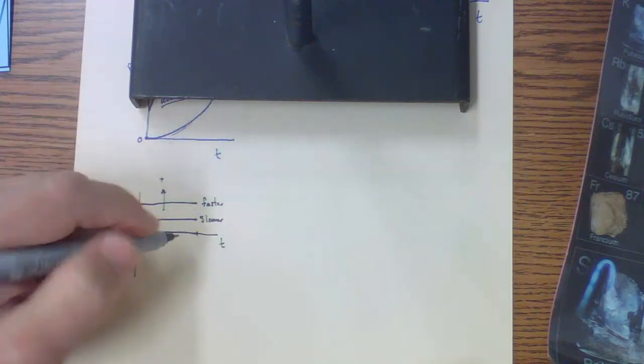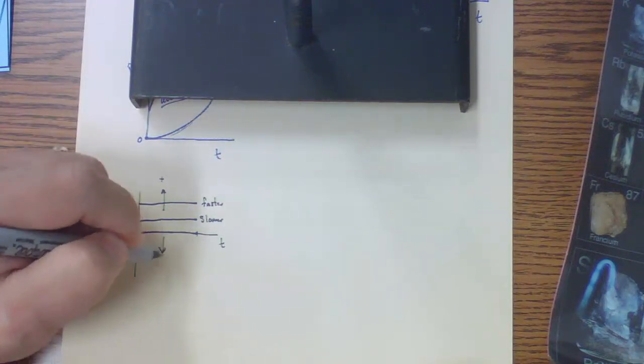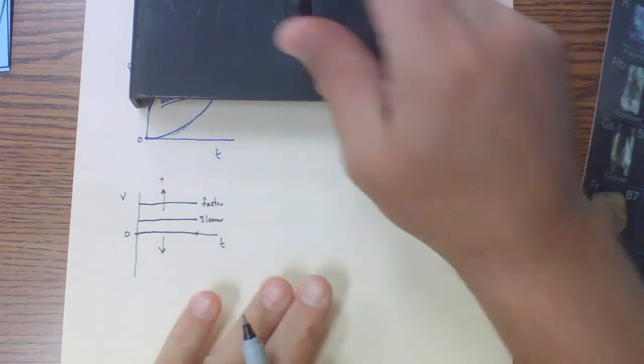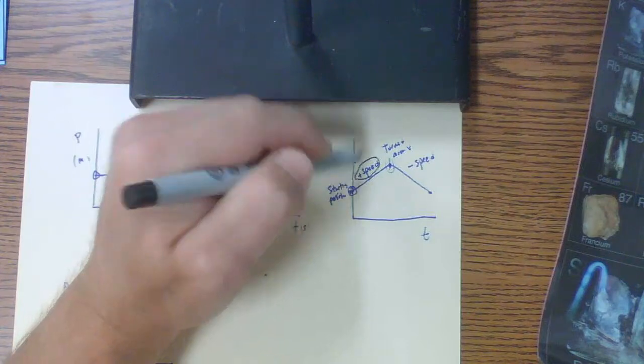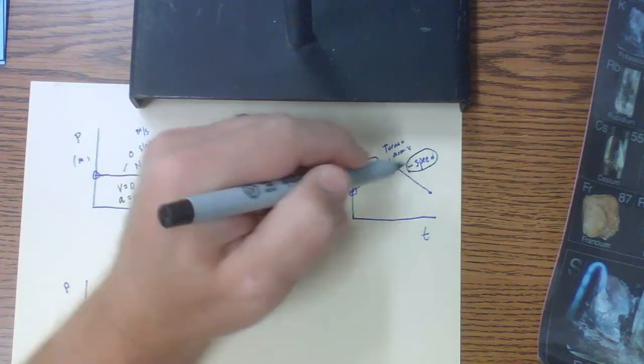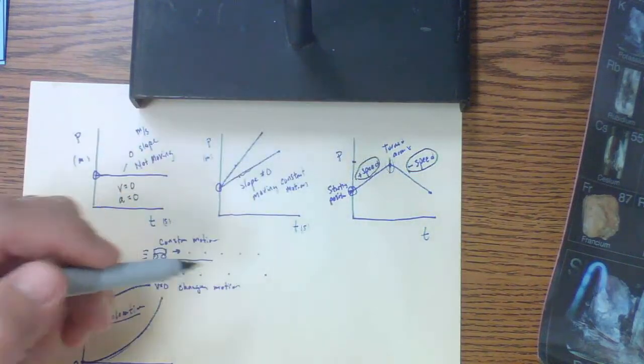If we go the other direction, this would represent having negative velocity. So if we go back to looking at this graph that we did here, we had our positive speed, then we had our negative speed, and that turnaround point happened right in the middle.